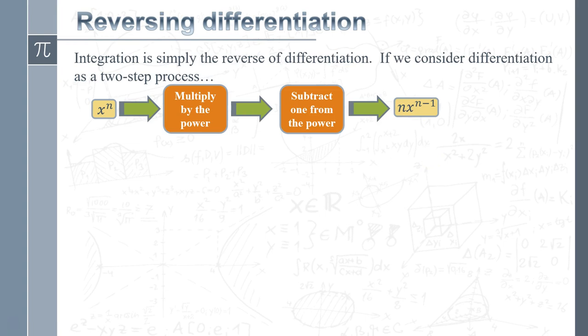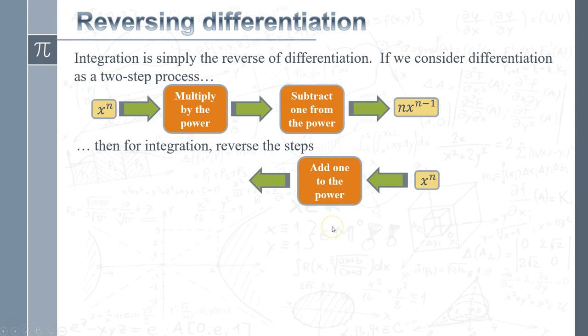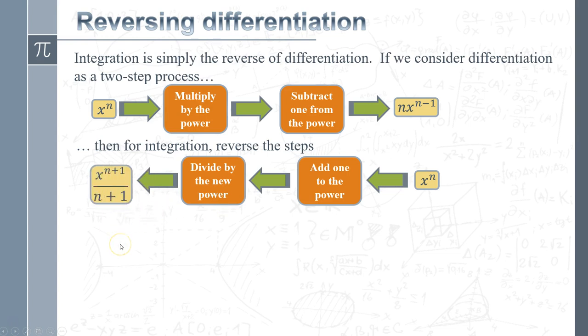Now, if we're going to say that integration is the reverse of this, we're simply going to do this flowchart in reverse. So I'm going to start off with my standard polynomial function. The first thing to do is to reverse that process, so that's clearly going to be add 1 to the power, and then reverse that process there, which is dividing by the new power. What we end up with is an expression that looks like that. So there's the add 1 to the power, and there's the bit that's dividing by the new power.